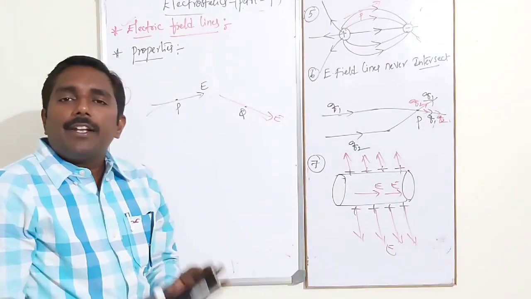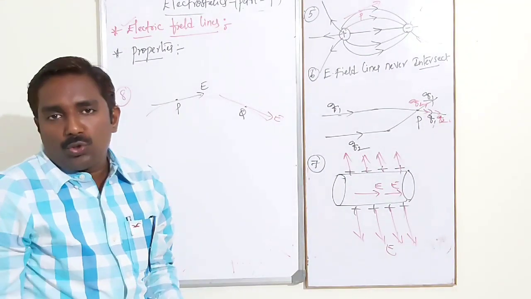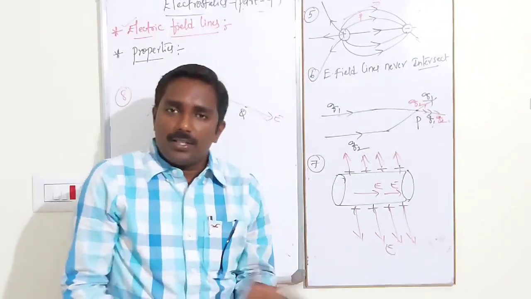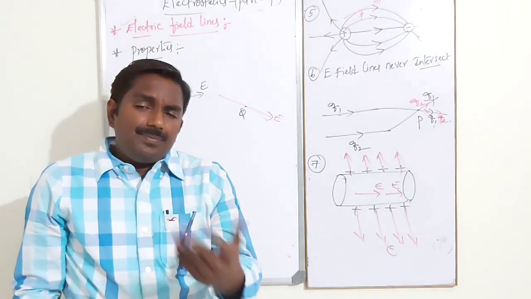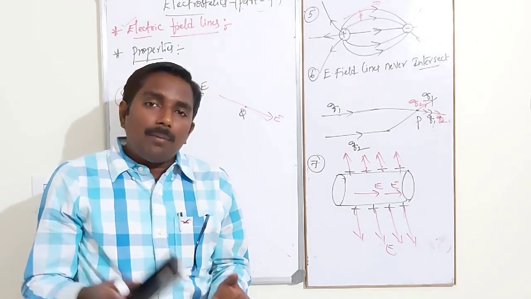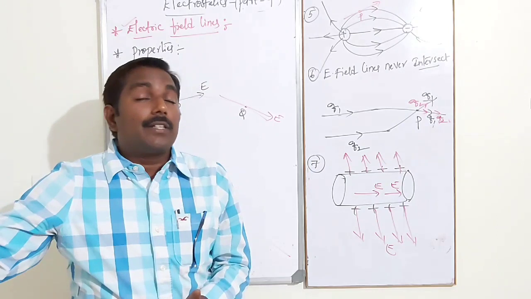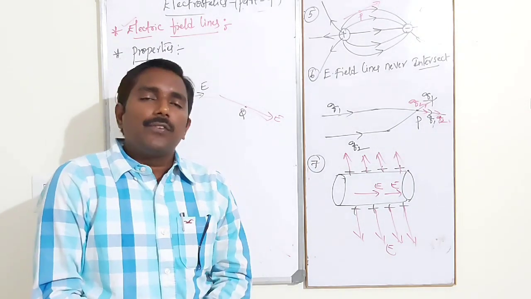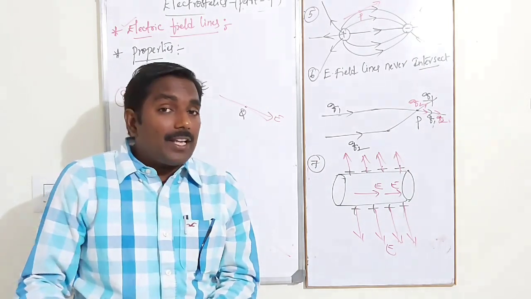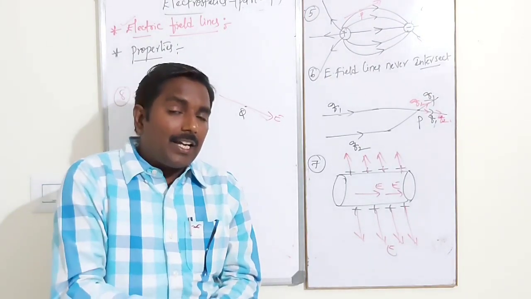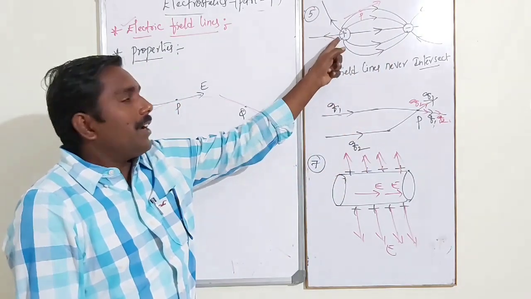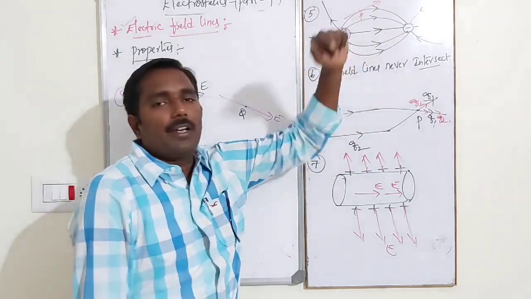First one is electric field lines do not form closed loops. These are imaginary lines with no physical existence. Next, in the case of an isolated positive charge, electric field lines originate from the positive charge and terminate at infinity. Similarly, for an isolated negative charge, electric field lines originate from infinity and terminate at the negative charge. In the case of unlike charges, electric field lines originate at the positive charge and terminate at the negative charge.